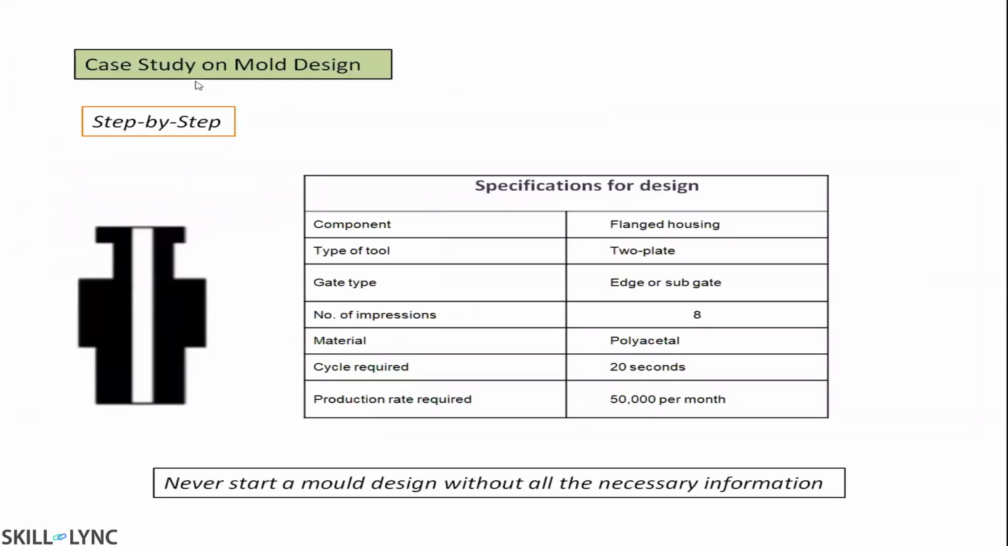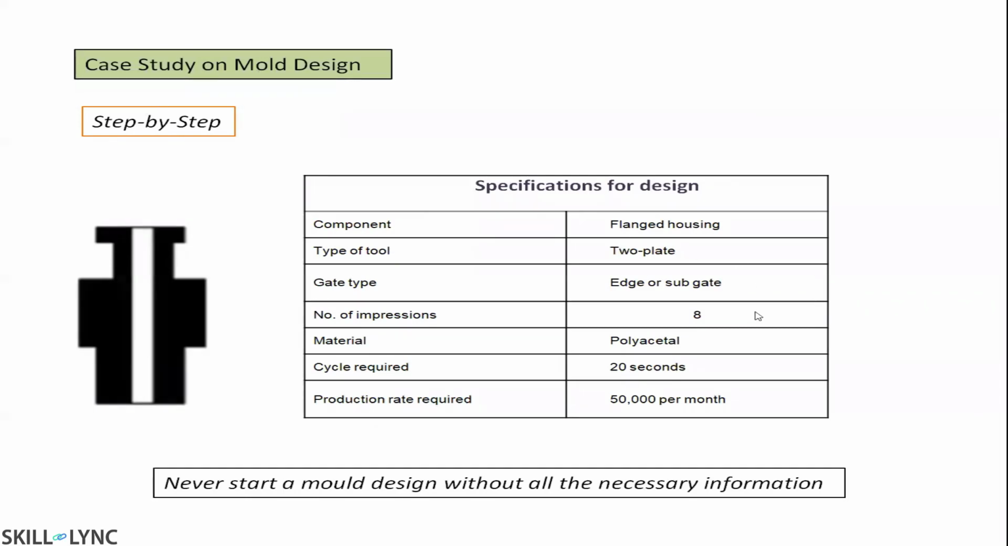Now I am showing a case study on mold designs. The type of the component is a flanged housing, and the type of tool is a two-plate tool. There are different kinds of tools: two-plate, three-plate, and hot runner systems. Now I will teach you the case on mold design.